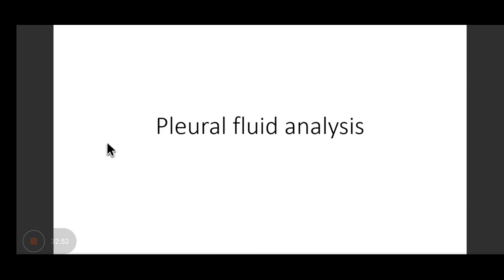Then pleural fluid analysis. In pleural fluid analysis, at your level, you should know about the types of pleural effusion, that is exudative and transudative, Light's criteria, how you differentiate between these two, and their etiologies. Exudative is present in what all conditions, transudative is present in what all conditions. This you should know.